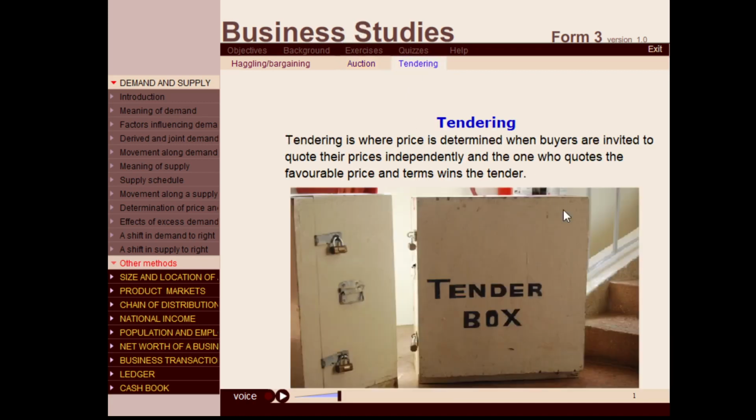Tendering is where price is determined when buyers are invited to quote their prices independently, and the one who quotes the favorable price and terms wins the tender.